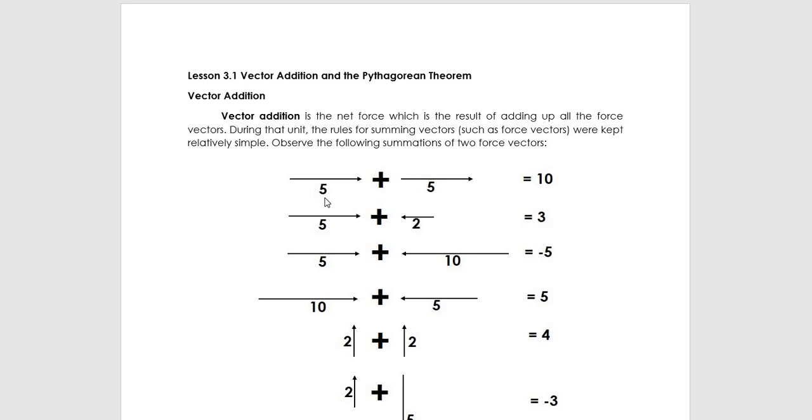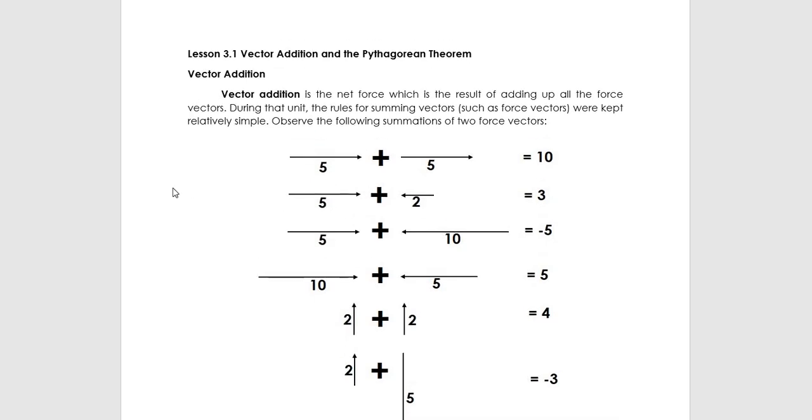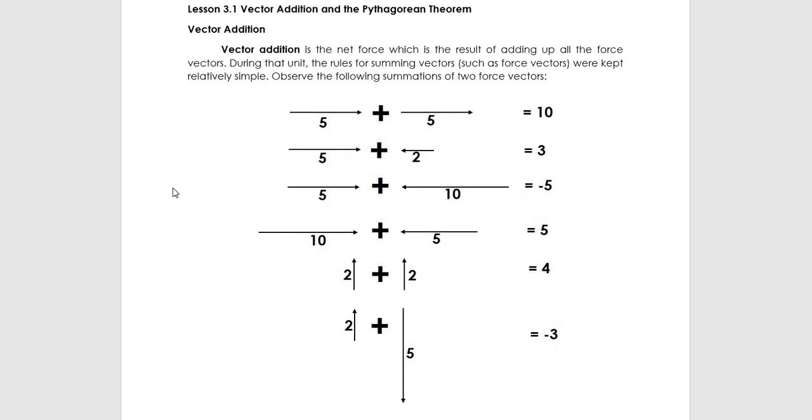Okay? So for our lesson, first is the vector addition before the Pythagorean theorem. So ano ibig sabihin ng vector addition? So a vector addition is the net force, which is the result of adding up all the force vectors. So during that unit, the rules for summing vectors such as force vectors were kept relatively simple. Observe the following summations of two force vectors.